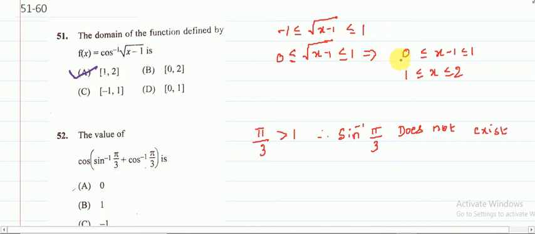By squaring all these terms, we get 0 less than or equal to x minus 1 less than or equal to 1. Therefore x will be between 1 and 2, including 1 and 2. Hence, it is option A.